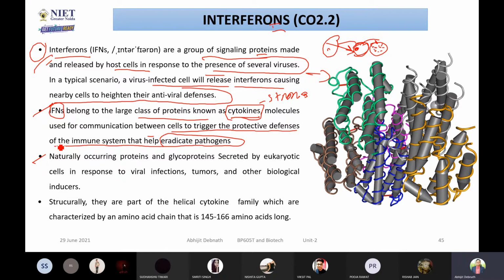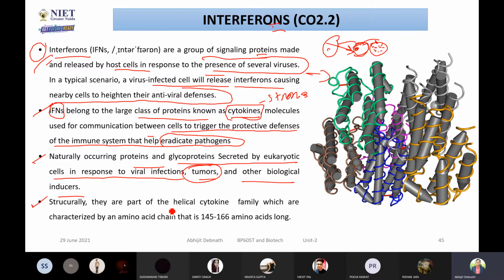So these are naturally occurring proteins and glycoproteins secreted by eukaryotic cells in response to viral proteins, tumors, and other biological agents. Not only viruses, but also tumors, meaning cancer cells. When cancer cells grow in a very rapid number, in that case also there will be some cytokine storm or some release of interferon.